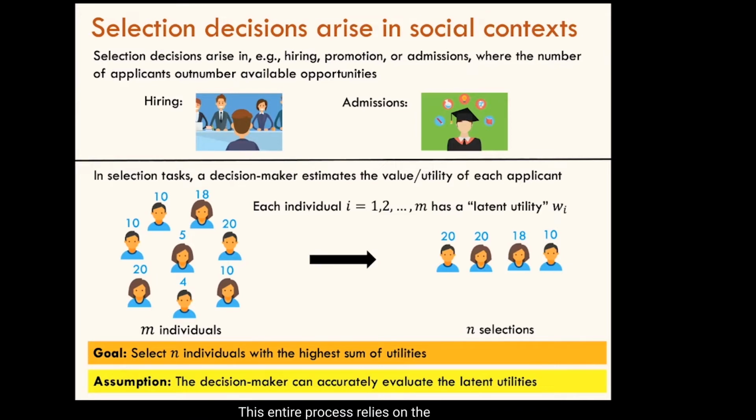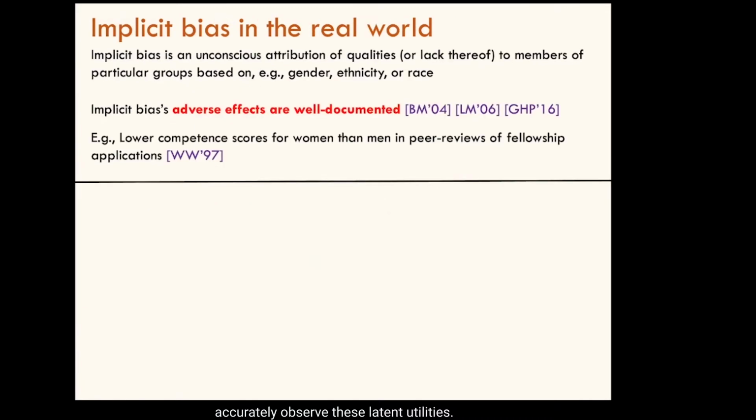This entire process relies on the assumption that the decision maker can accurately observe these latent utilities. However, the utilities observed by the decision maker can be skewed due to their implicit bias. A decision maker is not consciously aware of their implicit biases, and so even if they are trying to genuinely select the best applicants, they can underestimate the latent utilities of applicants in certain affected groups.